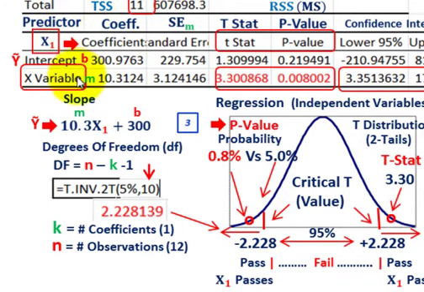So we got our predictors showing here, our coefficients showing here, and then we're going to have our standard error here. Then we're going to have a t-stat, a p-value, and then the confidence interval. So for our coefficients here, to understand what they are, that y-intercept here, it's come up with 300.97. That is shown in our equation here.